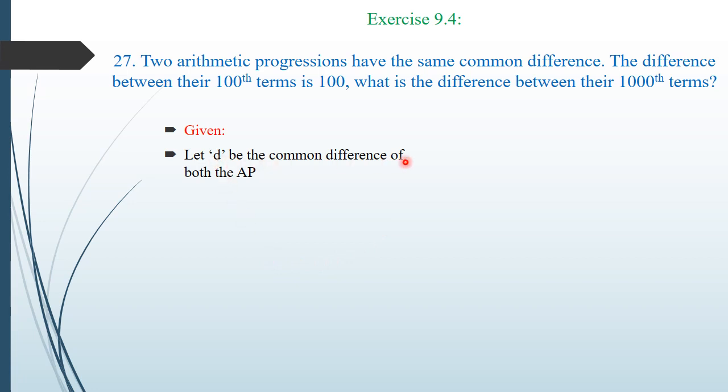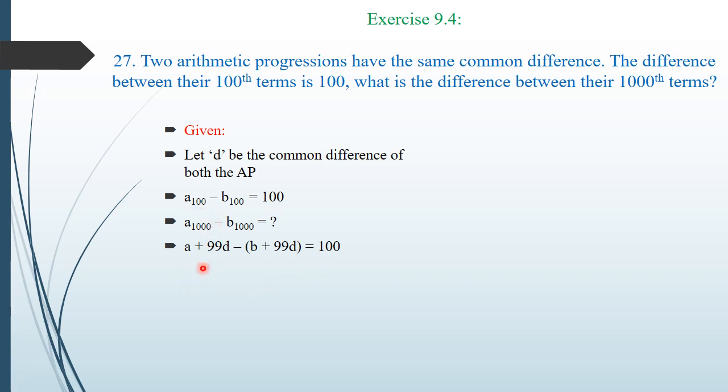Given is, let D be the common difference of both the APs. He is telling that two arithmetic progressions have the common difference. I will represent this as D. If I generally consider A as the first term of the first AP and B as the first term of the second AP, just to represent the terms of the second AP. He is telling that the 100th term, that is A100 minus B100 is equal to 100. And he is asking A1000 minus B1000 is equal to how much?